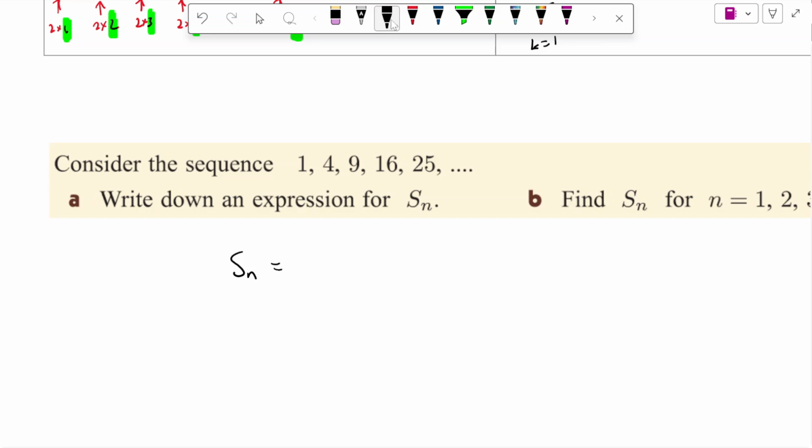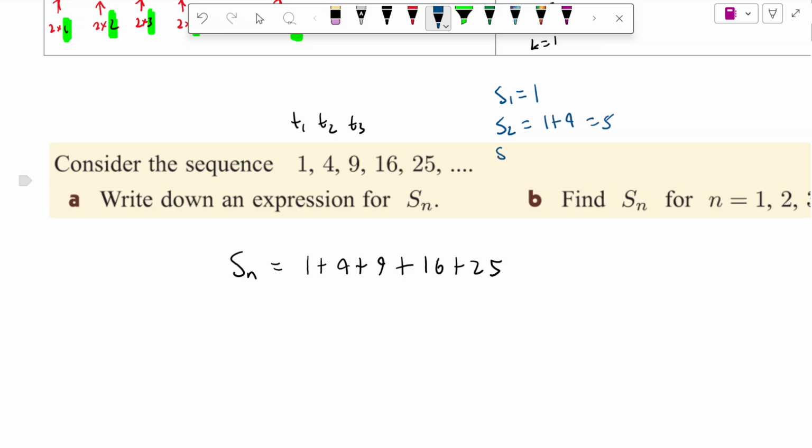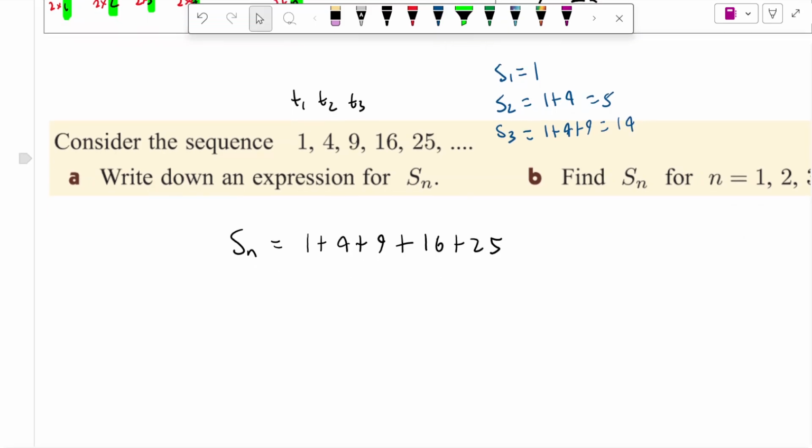So Sn, what this means is it's the sum of all the terms of this sequence. So I think that would be T1, T2, T3, etc. And if we look at S1, that would be 1. And if I look at S2, that's 1 plus 4, so it's 5. If I look at S3, that's 1 plus 4 plus 9, which is 14. Cool. So I can keep going on like that.